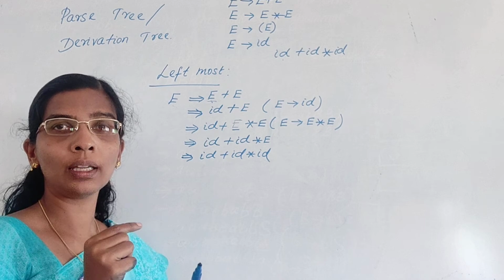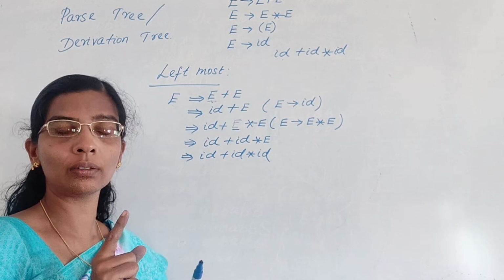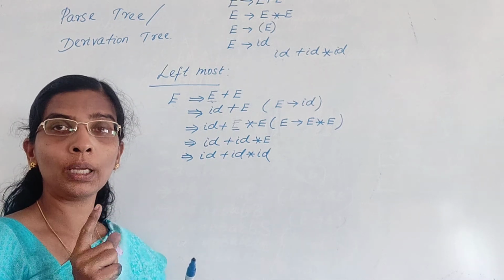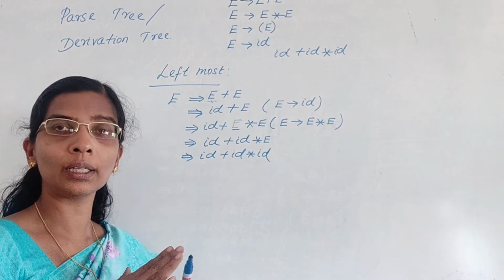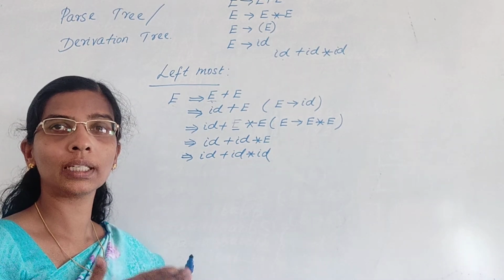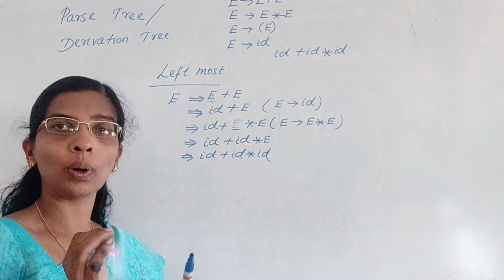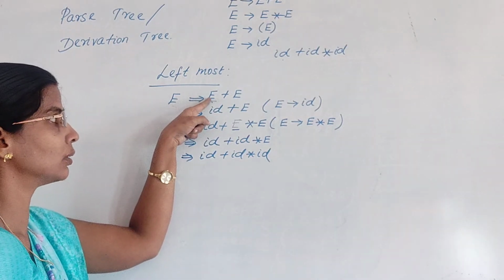I'll tell you once again. In your parse tree, the root should be your start symbol. All the vertices should be either terminal or non-terminal, but leaves should be only terminals. Right, so I'll start with this.